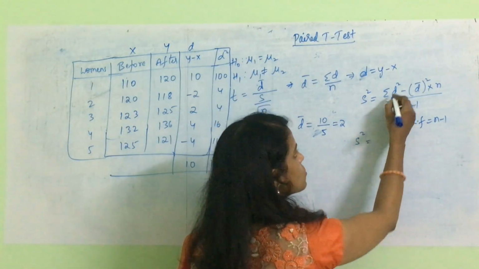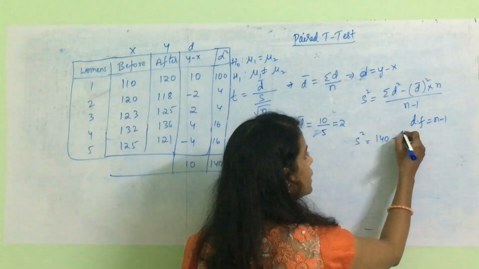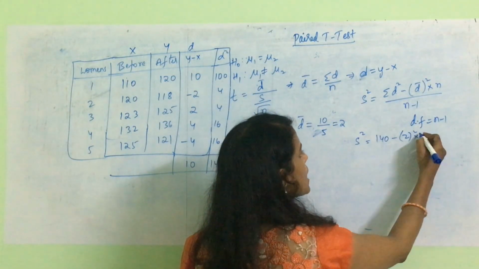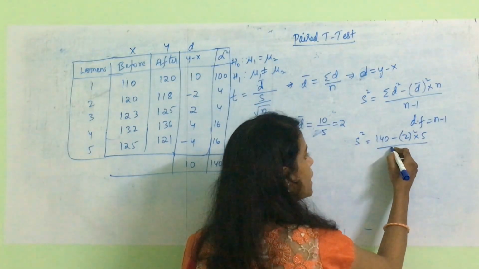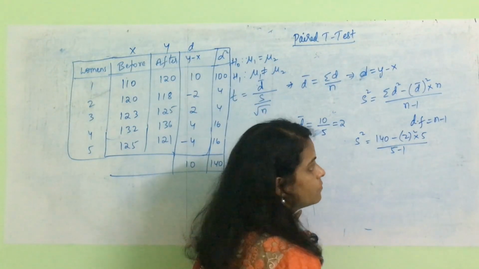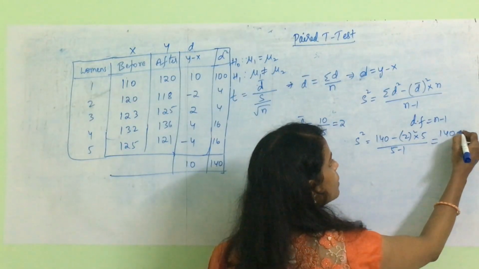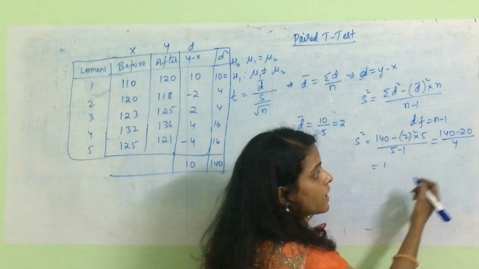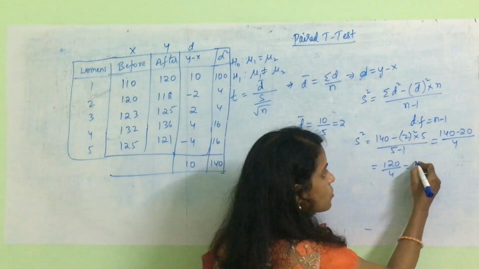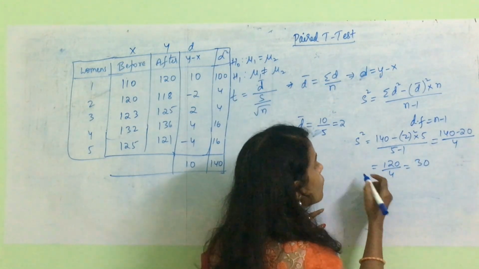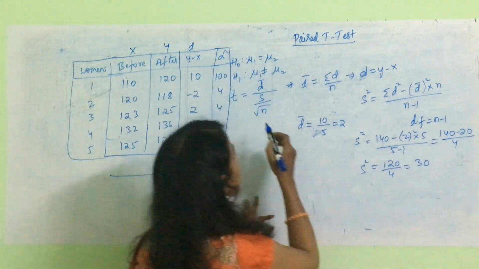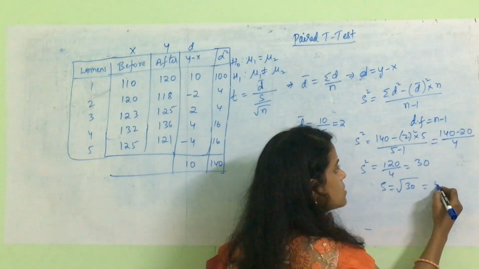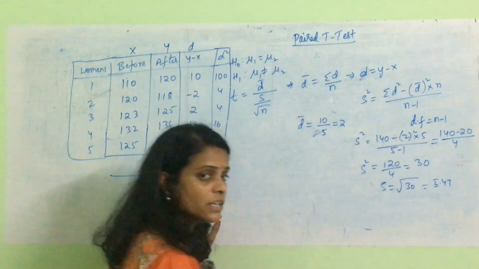Now s square equals sigma d square minus n times d bar square, divided by n minus 1. That is 140 minus 5 into 2 square, which is 20, divided by 5 minus 1, which is 4. So 140 minus 20 is 120, divided by 4, that is 30. We have the s square value, but in the formula we have s, so s equals square root of 30, that is 5.47. So we got all the values.